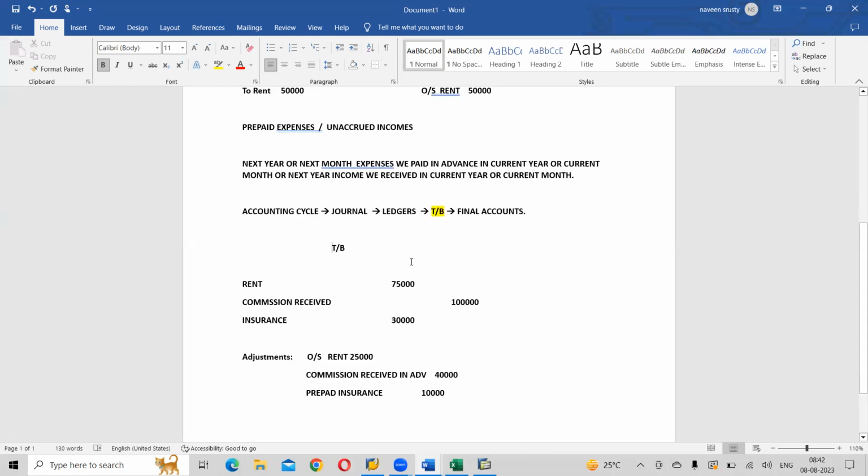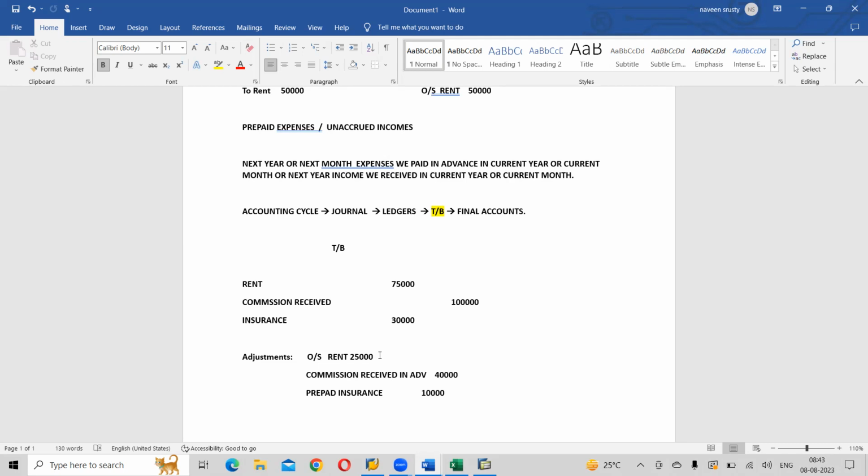In this particular year, the total rent is 1 lakh. Out of 1 lakh, how much have we already paid? 75. How much do we still need to pay? 25. So that is shown as an adjustment, outstanding rent. So now what is the thumb rule of accounting? The expenses related to the current year, whether we paid them or not, we need to show in the books of accounts, right? That is the thumb rule.